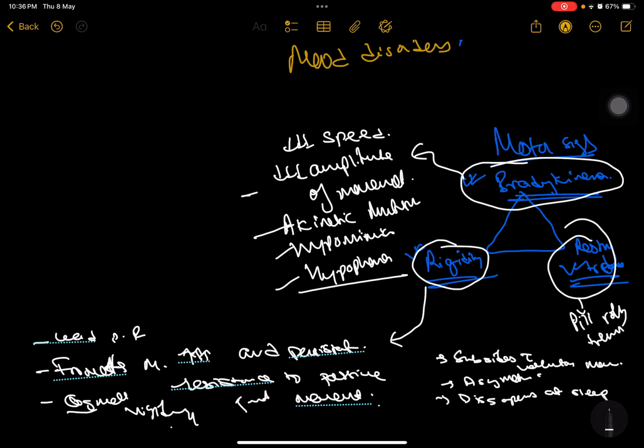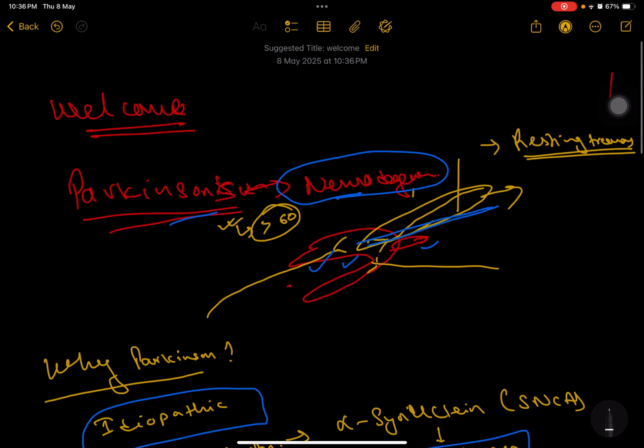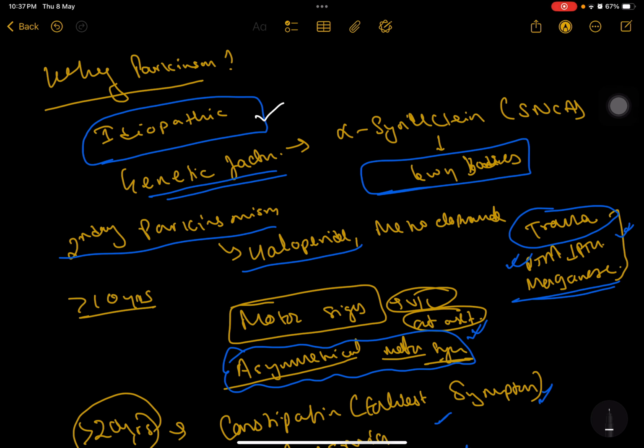Okay, now let's revise. Parkinsonism is a neurodegenerative condition that occurs in people more than 60 years of age. Basically there are dopaminergic neurons in the basal ganglia, in the putamen and the caudate nucleus. Why is there Parkinsonism? It is an idiopathic condition. There are certain genetic factors which are responsible. There are Lewy bodies, and because of Lewy body degeneration, it can lead to Parkinsonism.